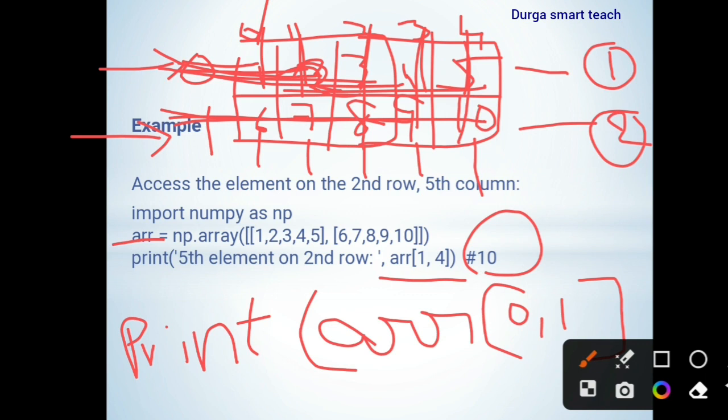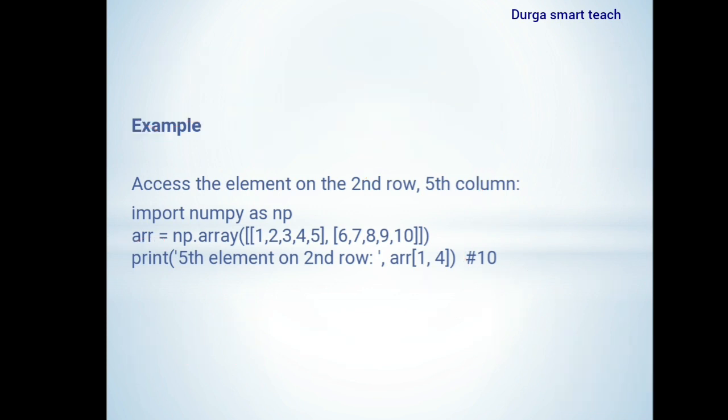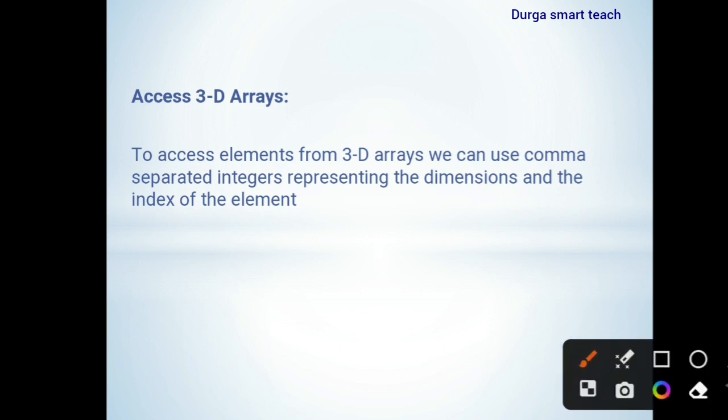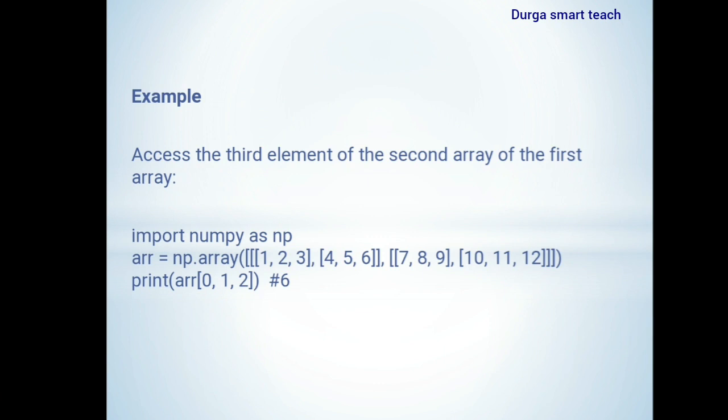I hope it is clear now. Next one is accessing three-dimensional arrays. To access elements from three-dimensional arrays, we use comma separated integers representing the dimensions and the index of the elements. See this example for accessing three-dimensional arrays.